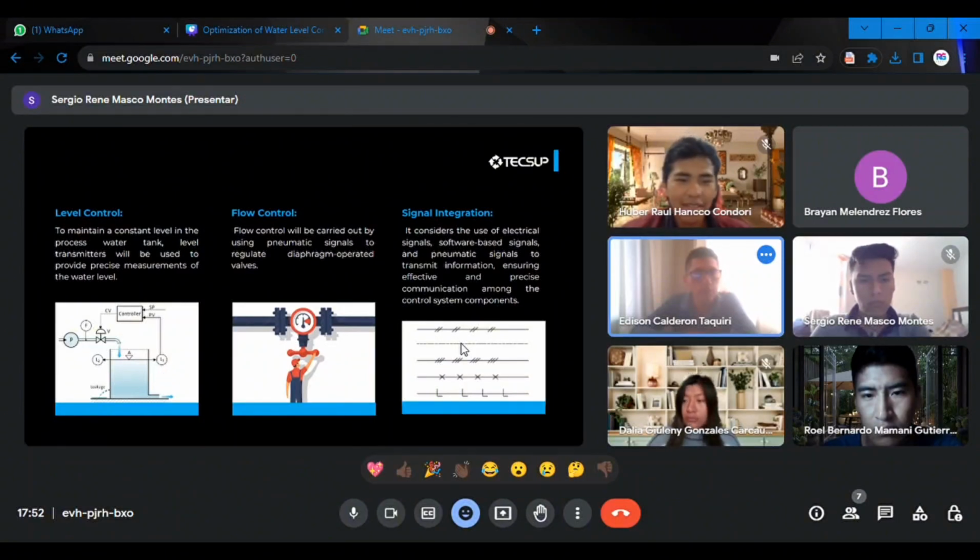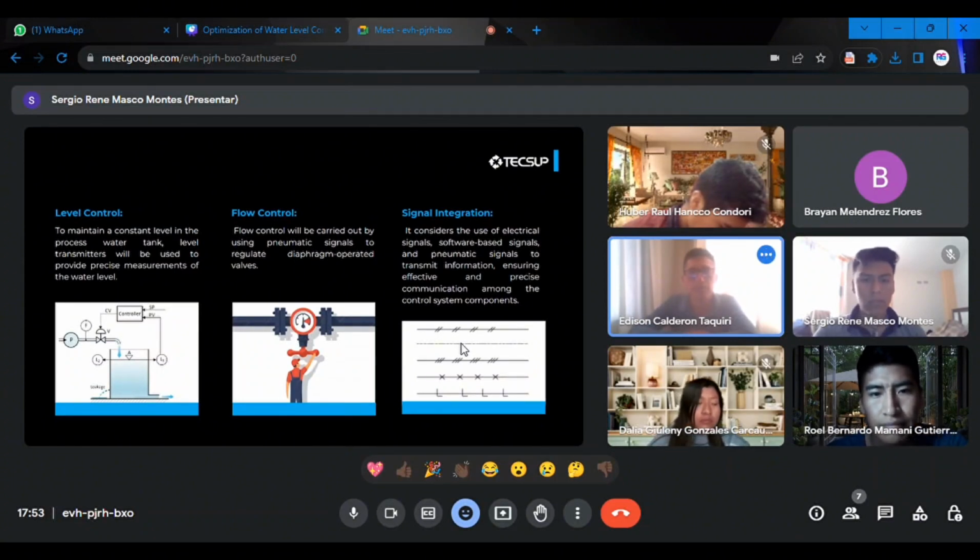Level control makes the level constant in the process water tank. Level transmitters will be used to provide precise measurement of the water level. Flow control. Flow control is carried out by signals with pneumatic signals to regulate diaphragm-operated valves. Signal integration. It considers the usage of electrical signals, software-based signals, and pneumatic signals to transmit information and ensure effective and precise communication among the control system components. Next.